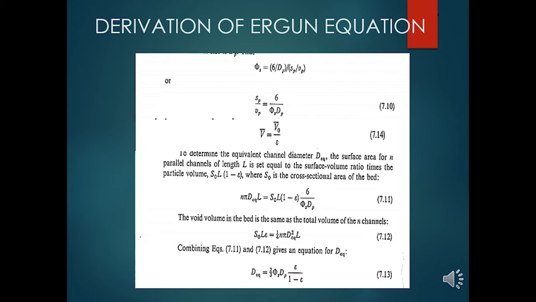packed bed, of the particles of the packed bed, in which S0 is the cross-sectional area of the bed, L is the height of the bed, and 1 minus epsilon gives you the fraction of the bed which contains the packed solids. And in the next step, we consider the void volume, in which we can say that the total void volume will be equal to the total volume of the n channels.